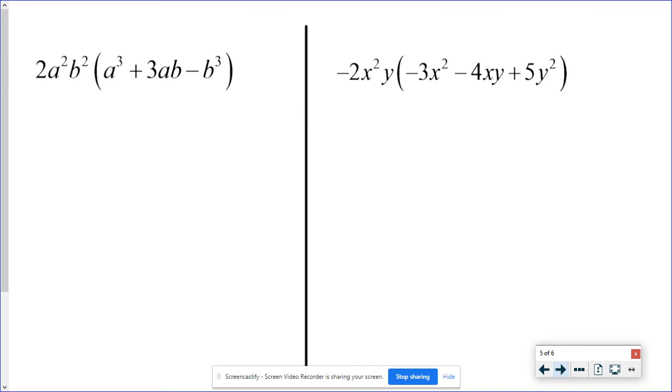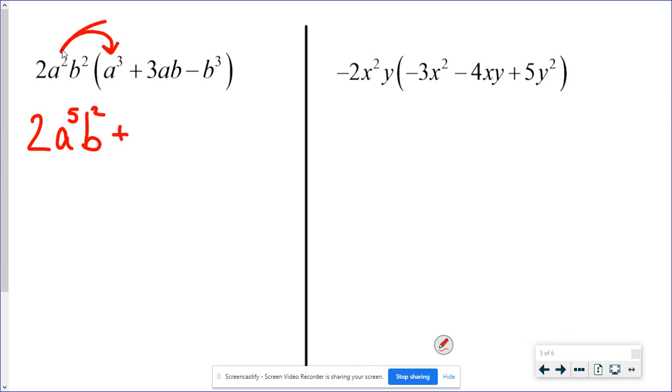Now, distributing just more stuff with variables and with exponents. I'm going to do this multiplication. The 2 is the only number, the only coefficient that I have. For my a's, I have an a squared times an a to the third, gives me a to the fifth, and the b squared is still there.